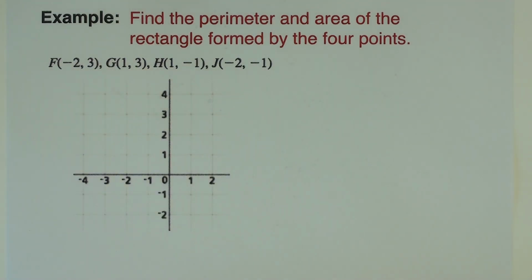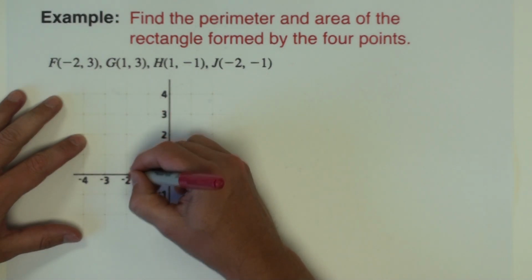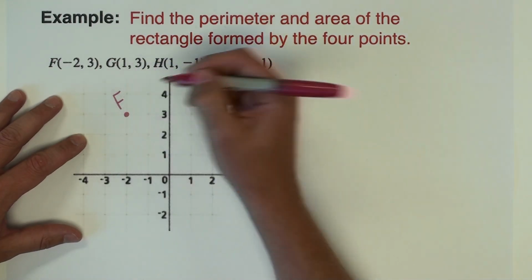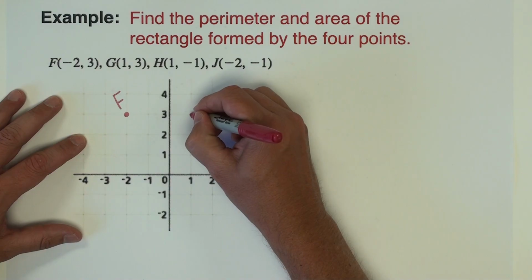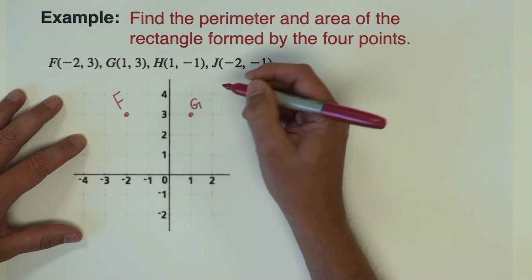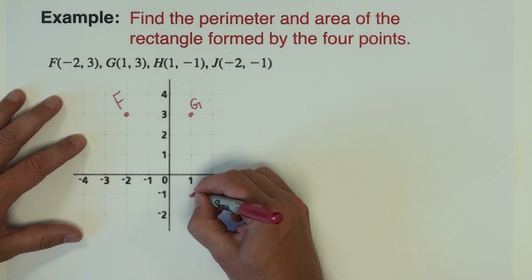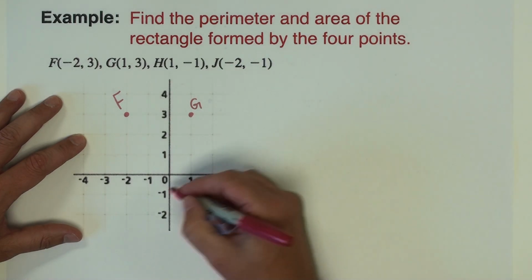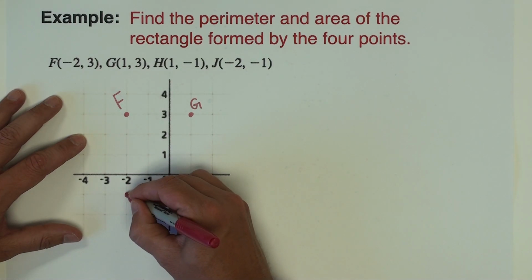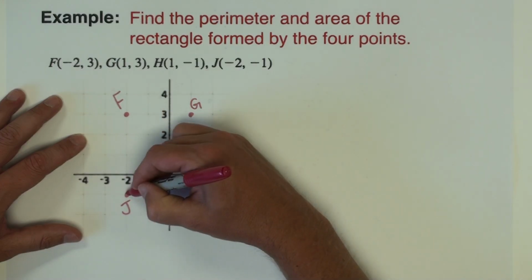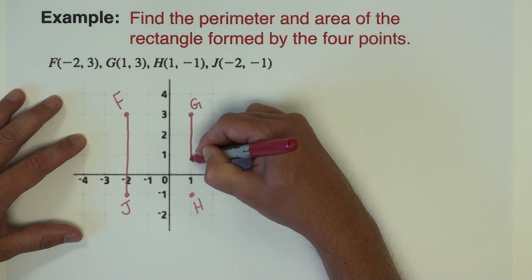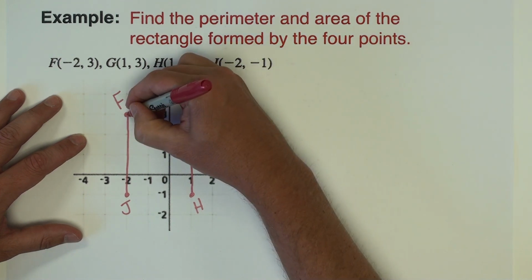Okay, next one, we're going to find the perimeter and area of the rectangle formed by the 4 points. So let's plot this out to begin. F is at -2, 3. G is at 1, 3. H is at 1, -1. And J is at -2, -1. So here's 4 points that are the vertices of a rectangle.